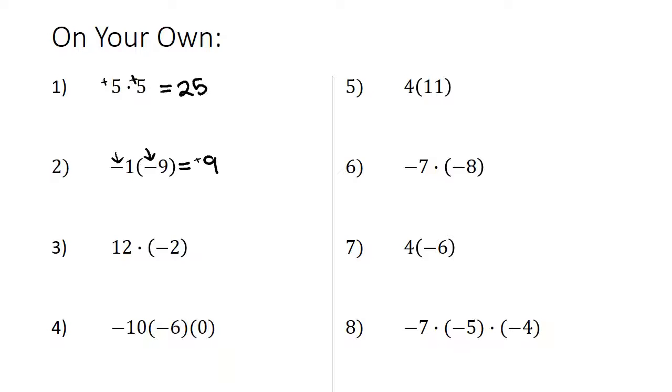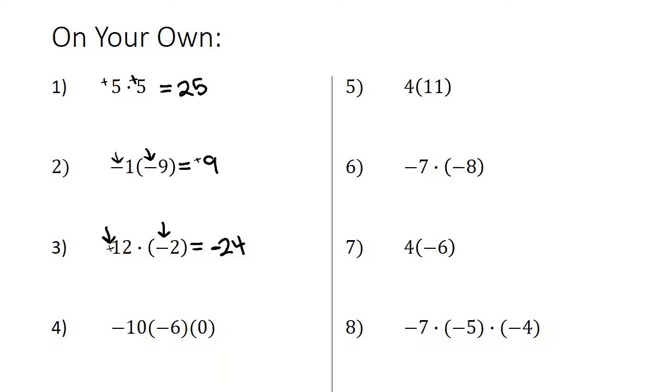For number 3, we have 12 times by negative 2. So we can treat it like normal multiplication. 12 times by 2 is going to be 24. Now we go back and determine whether it's positive or negative 24. So we look at the signs of both these numbers. We see this one's negative and this one is positive, which means that this is going to end up being a negative 24 because our signs were different.